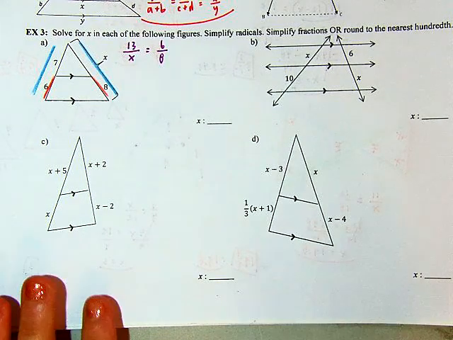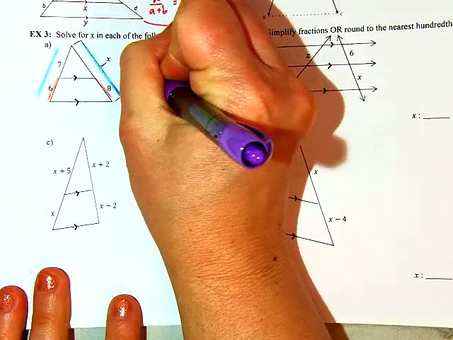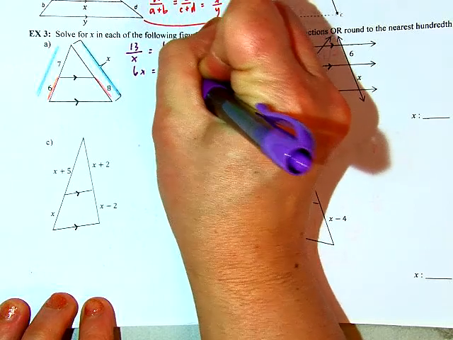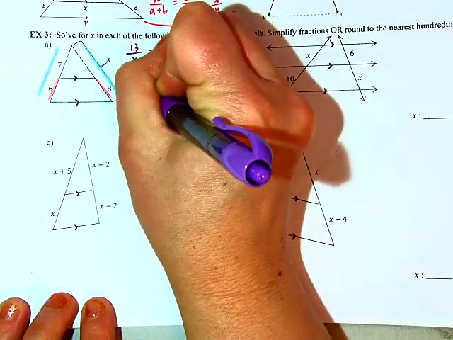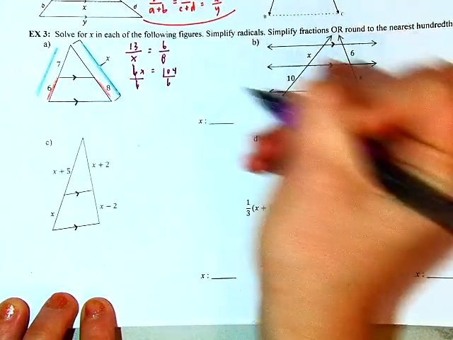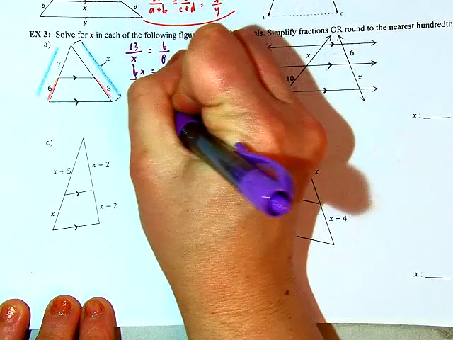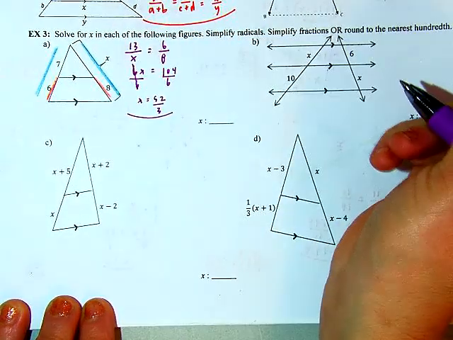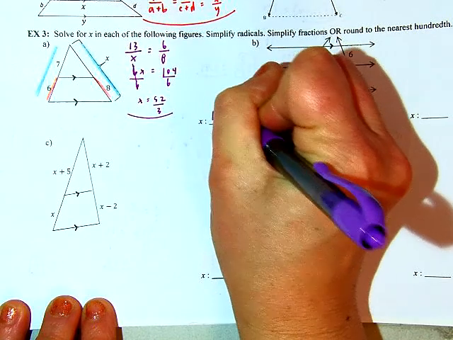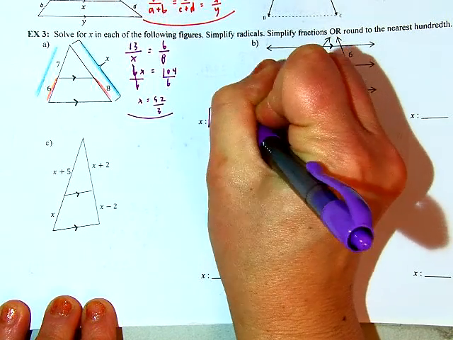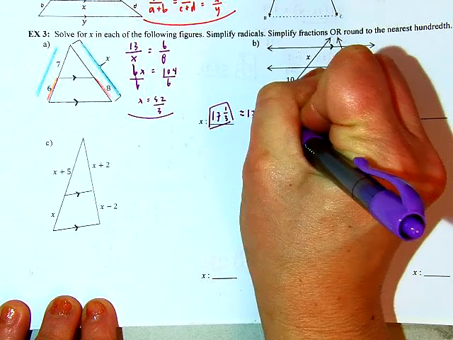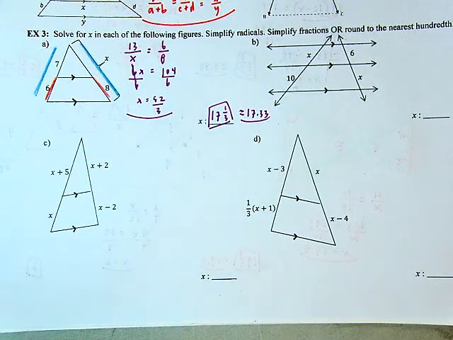So cross multiply, and I have 6x equals 104. I can divide away the 6, and I can get that x is 52 thirds. As a mixed fraction, that would be 17 1/3, which is about 17.33 or 17.3 recurring. That is fine.